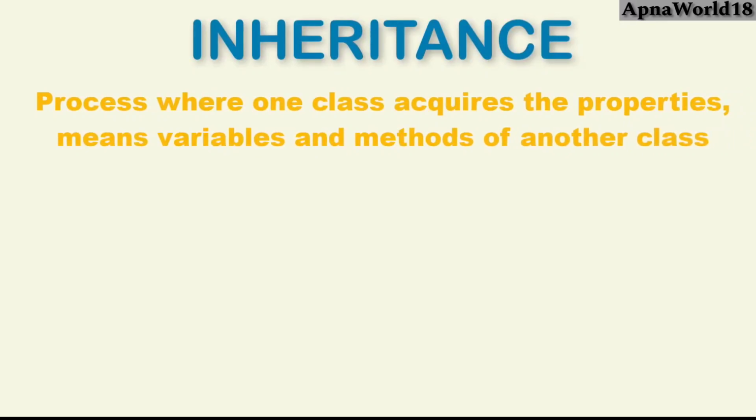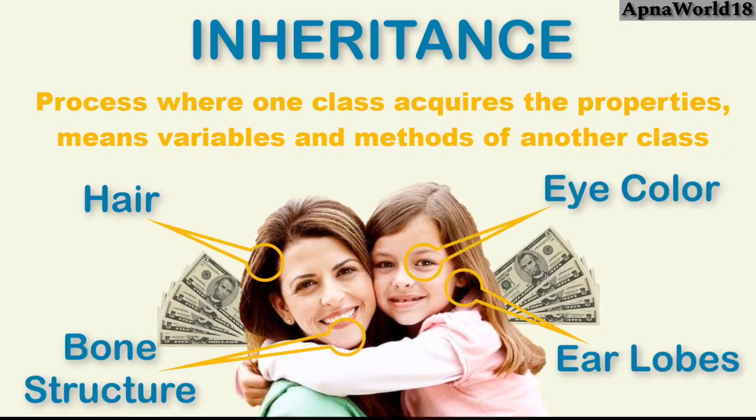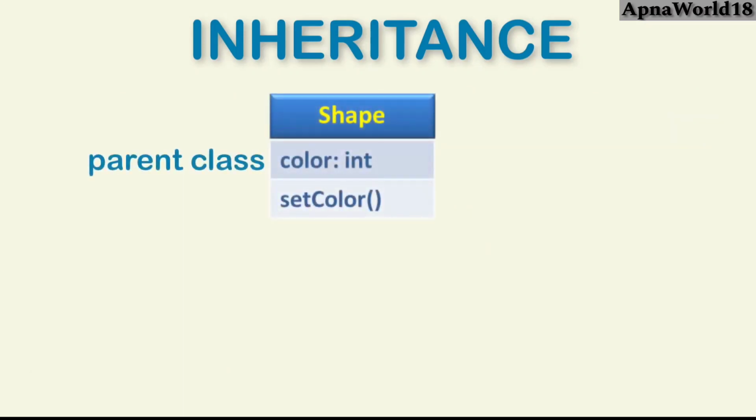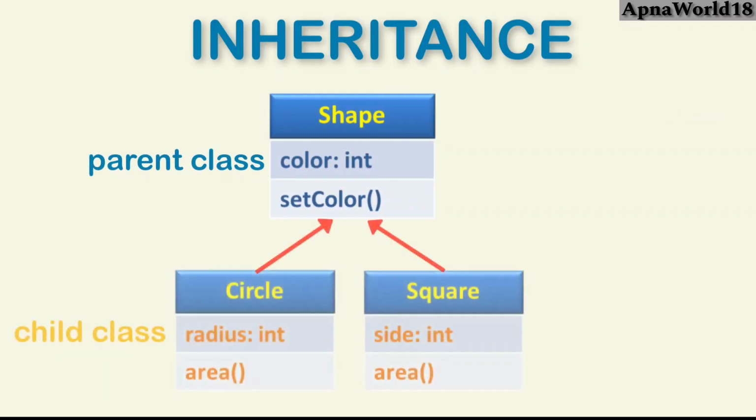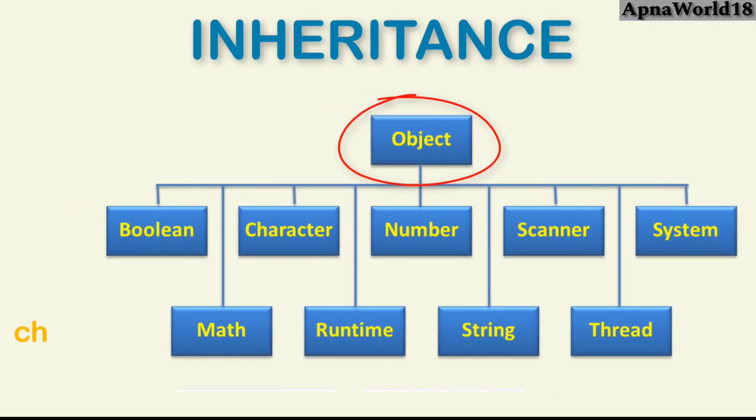In OOPS, inheritance can be defined as the process where one class acquires the properties, means variables and methods of another class, like how a child inherits from parents, similar eyes, hair, and maybe money too. Similarly, in OOPS, if you have a parent class like shape, child class can inherit variables and methods from the parent class. In fact, in Java, all classes are derived from a base class object.